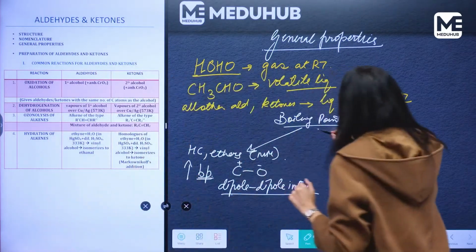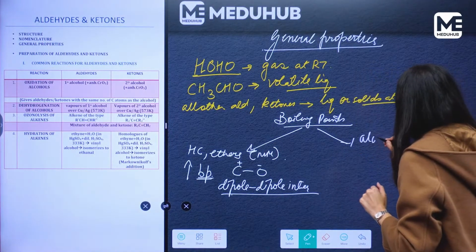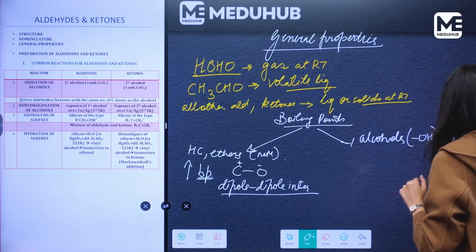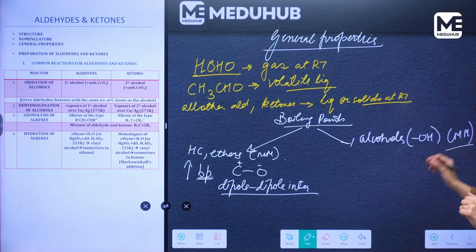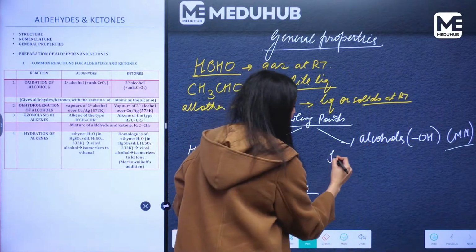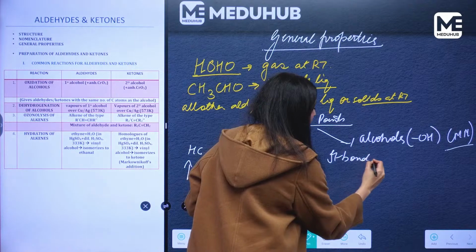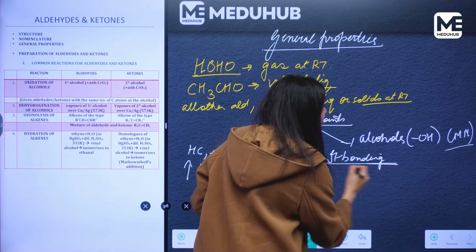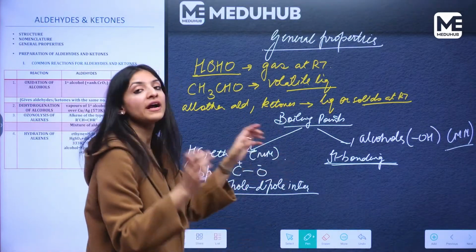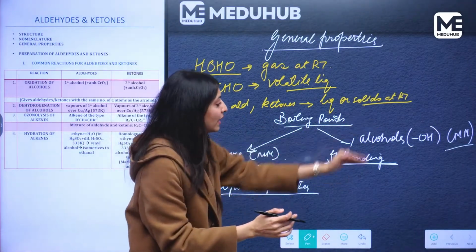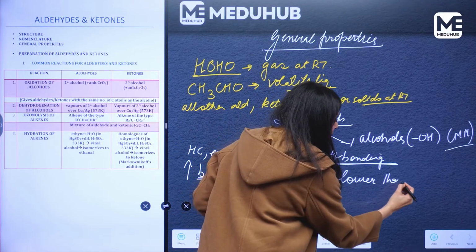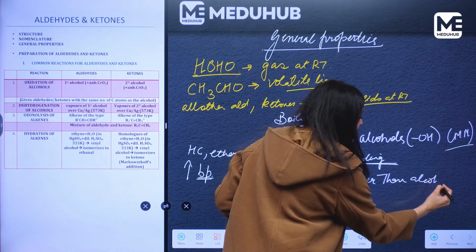But if we compare the boiling point to alcohols, which have an OH group, of similar molecular mass, we'll see that because alcohols have intermolecular hydrogen bonding, which is a stronger force of attraction compared to dipole-dipole interactions, the boiling point of aldehydes and ketones when compared to alcohols will always be lower than alcohols.